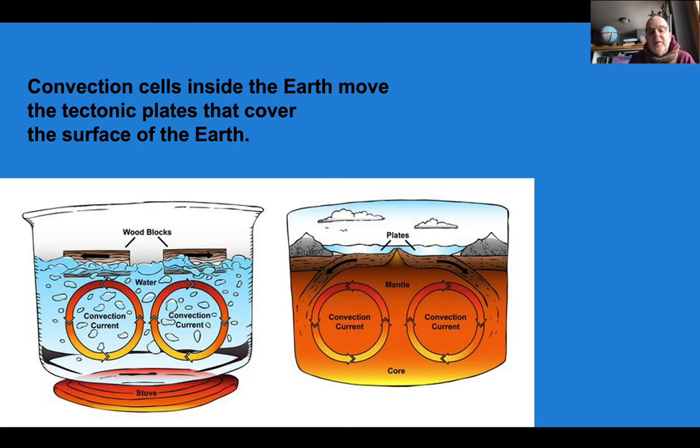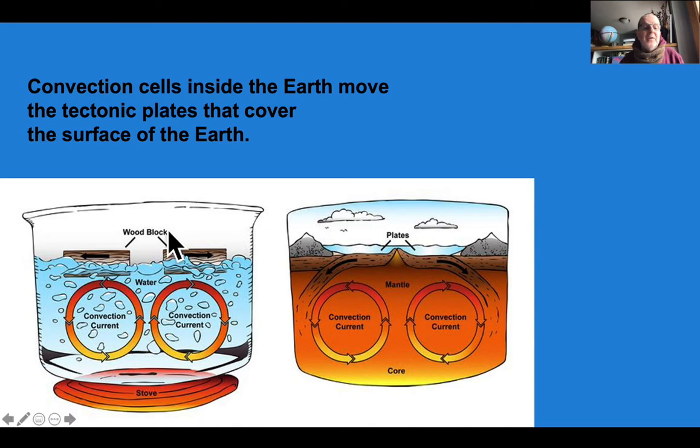So convection cells are the cause of the motion of the plates that we call tectonic plates, and therefore the cause of earthquakes, volcanoes, the opening and closing of oceans over the course of time.